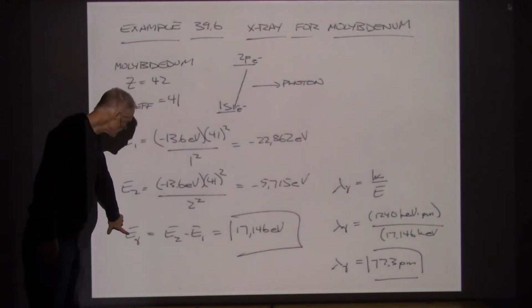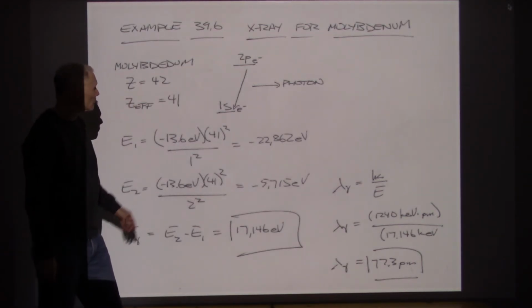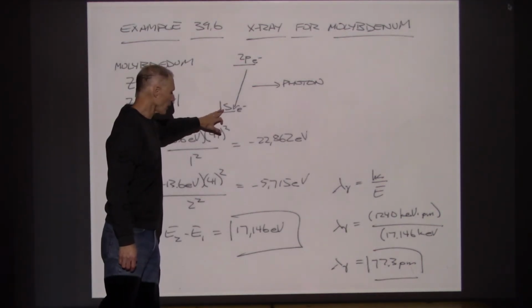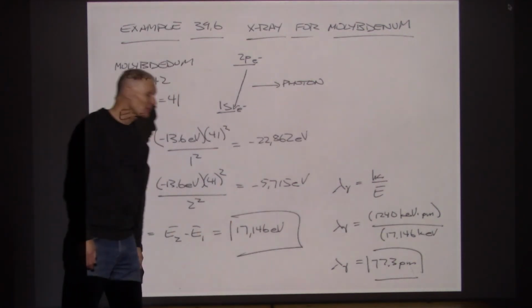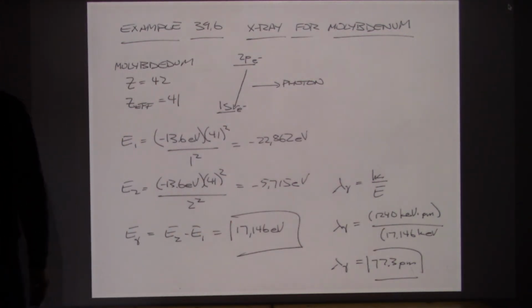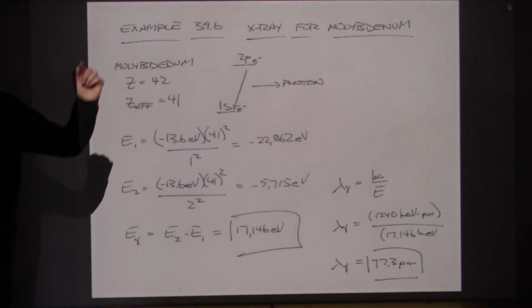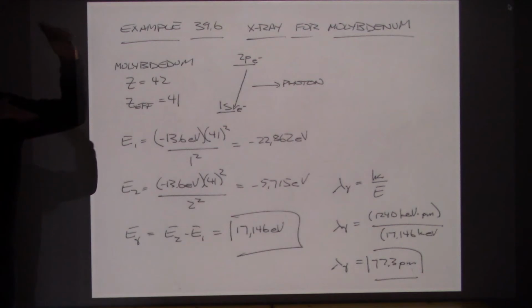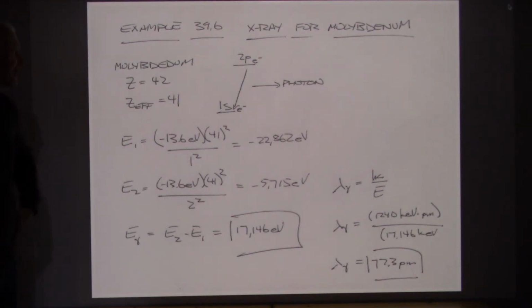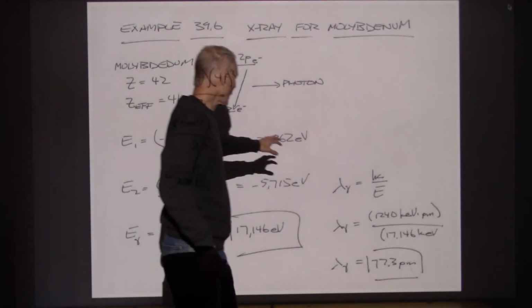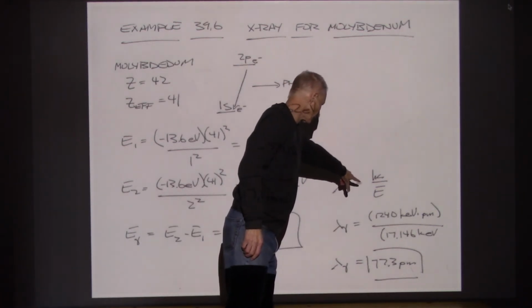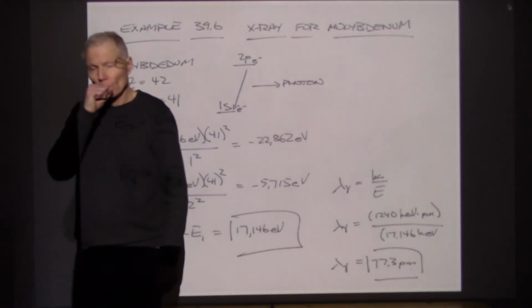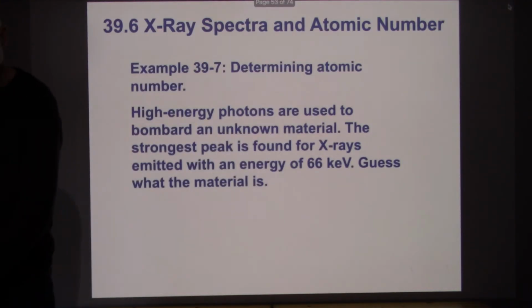For molybdenum, this is making a prediction that the X-ray produced in going from level 2 to level 1 will be somewhere around 17,000 eV. So you think back in hydrogen, going from state 2 to state 1 was 10 eV, but in molybdenum it's 17,000. You can see the spacing between the energy states has gotten significantly higher. And then using our formula, lambda equals hc over energy, we can determine what that wavelength would be also.